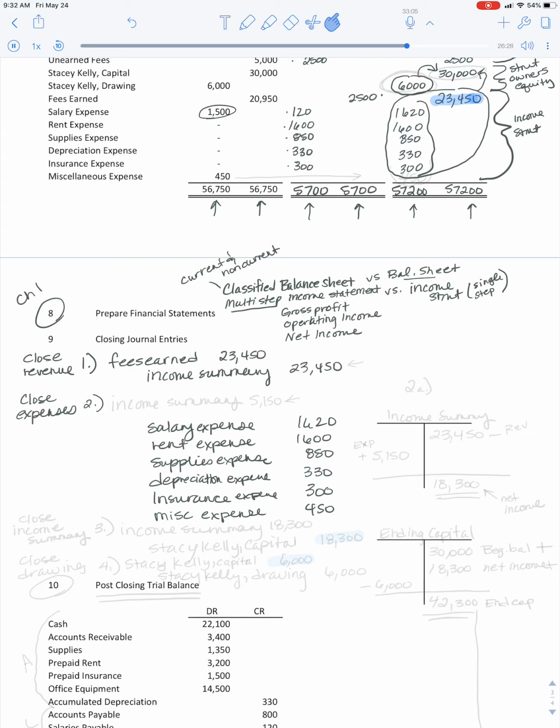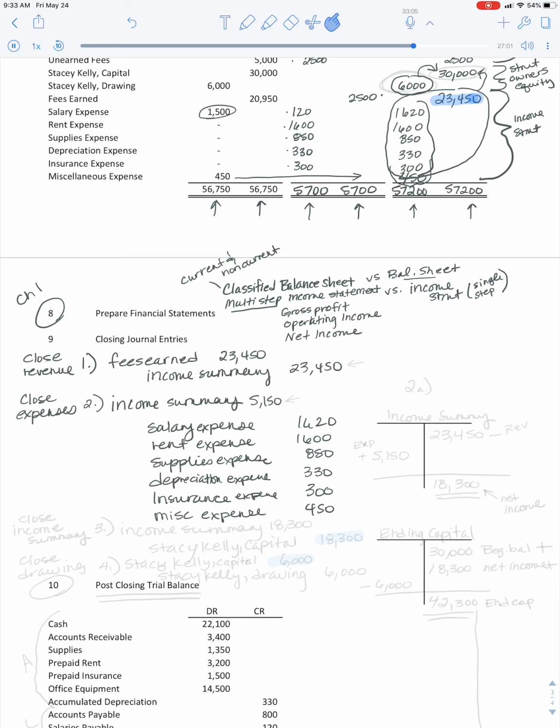I think I got them all. There's 6. I forgot one here. 450. Okay, so now all of those are 0 because they were a debit, and now I have credited them. So all of those are 0. We're going to put them into an income summary, which totals to 51.50.